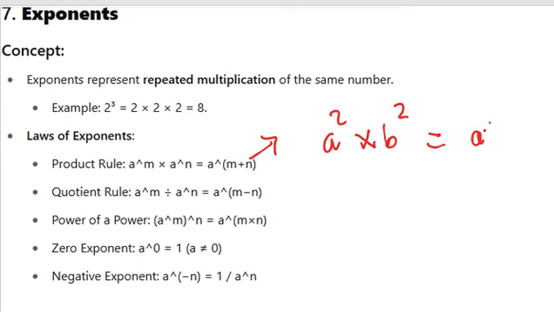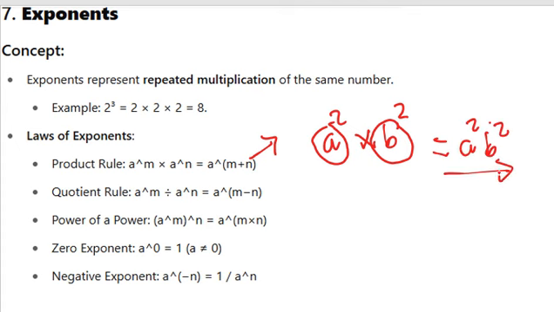Because the bases are not the same. Remember, the rule says that you must have the same numbers so that you do the exponents. Since a and b are not the same bases, you can't do anything. At the end of the day, the answer here is simply a squared b squared. Nothing changed, we didn't add anything, because the bases are not the same. So we only add the exponent if you're multiplying the same bases.